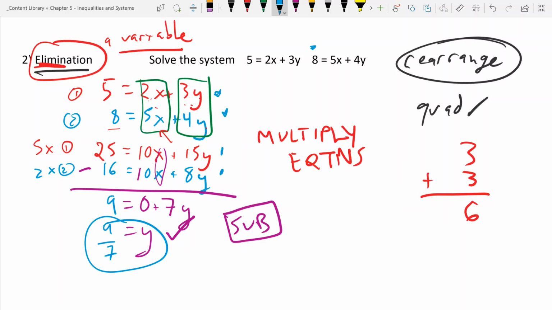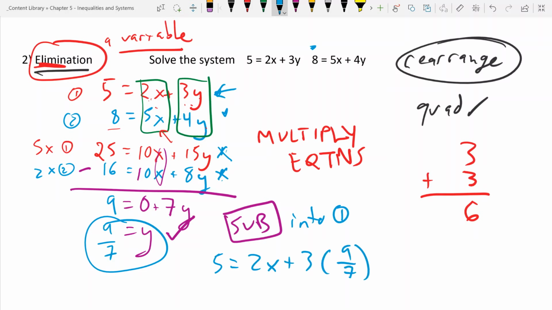Don't sub it into one of the ones down here, because you might have made a mistake in your multiplication, in which case your answer would be super wrong. So we're going to sub it in. I'll pick the first one, whatever. So sub into 1: 5 equals 2x plus 3 times 9/7. 5 equals 2x plus 27/7.